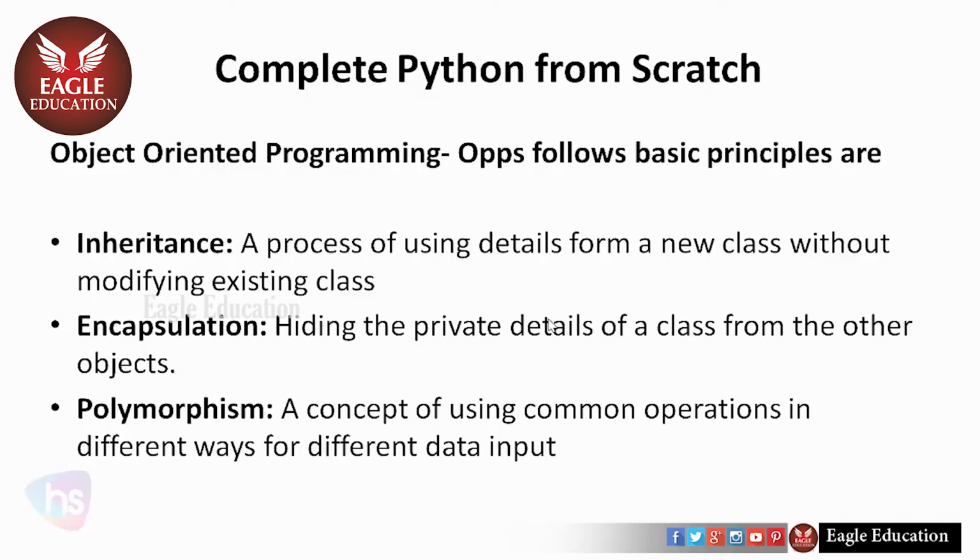Here in inheritance we can define a parent class and a child class in the programming way. And encapsulation: hiding the private details of a class from other objects, maintaining our code in a secure way, making it completely private and secure. How it is done, encapsulation will take care.